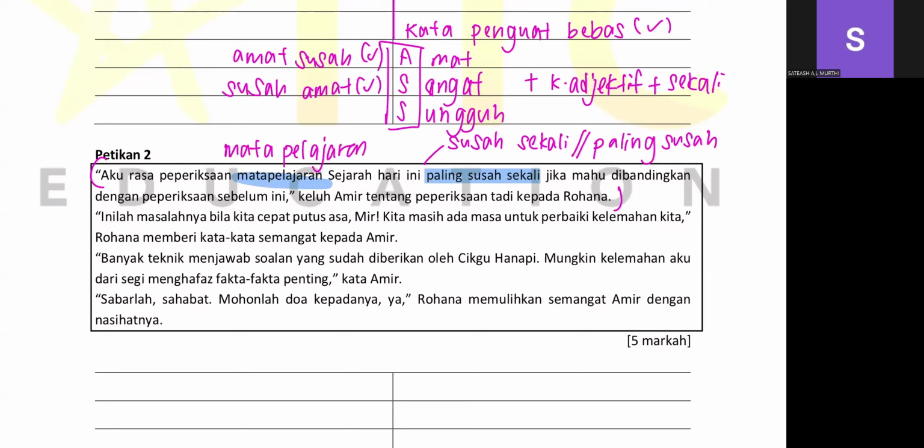Okay, inilah masalahnya bila kita cepat putus asa. Kita masih ada masa untuk perbaiki kelemahan kita. Okay, in this sentence, there is one kesalahan. Why is it? Perbaiki, this one is correct. Perbaiki, this one is to improve. Because these are dialogues, and then they can use perbaiki. There is one kesalahan here.